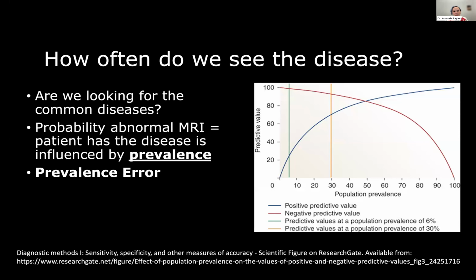How often you're going to answer that question is going to depend on how often that disease is seen. Are we looking for diseases that are common? The more common they are, the higher probability you've got of an abnormal MRI.